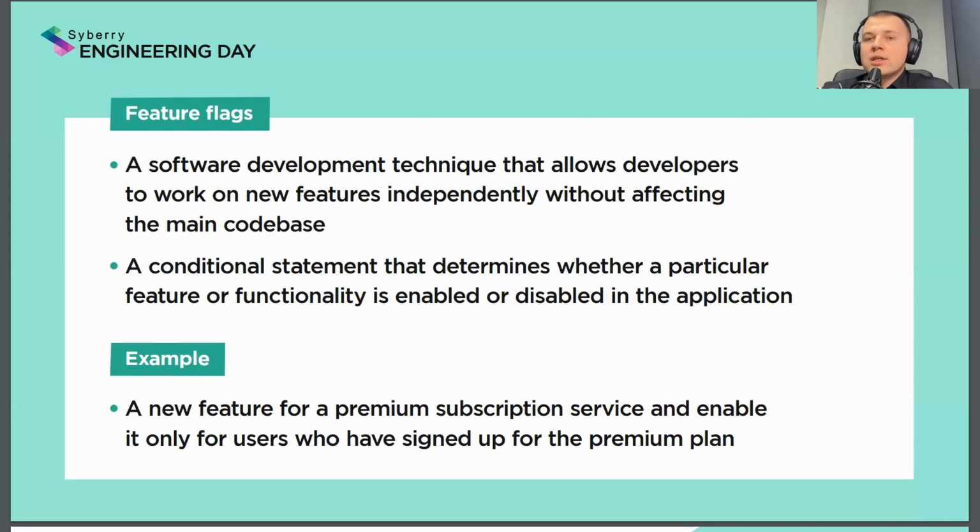By using feature flags, developers can create a new feature or functionality and test it independently of the main code base. They can then enable or disable the feature flag based on specific conditions, such as user role, for example, or environment, or any other condition. For example, a developer might create a new feature for a premium subscription service and enable it only for users who have signed up for the premium plan.